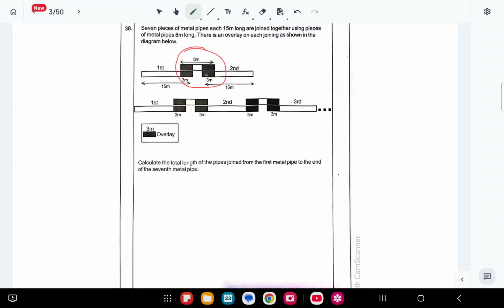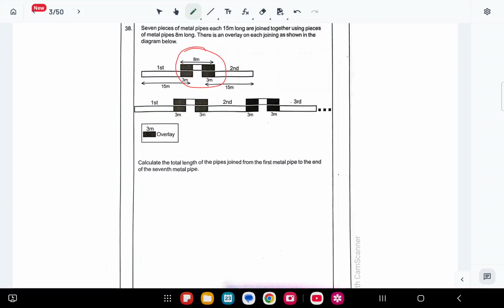Alright, so we see the overlay, we see the length of pipe. So good, so that means it overlaps by 3 meters on either side here. They said calculate the total length of the pipes joined from the first metal pipe to the end of the 7th metal pipe. So good. Very simple. So we just need to take it in parts.